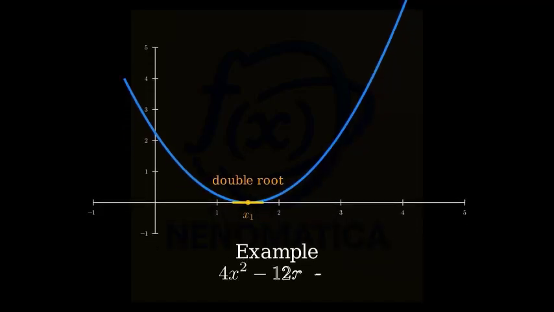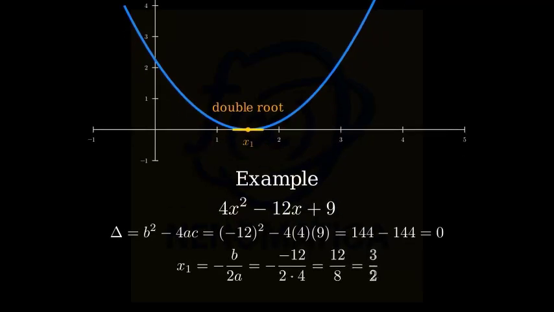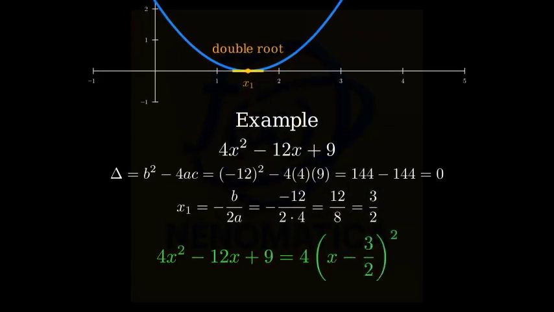Example: factor 4x squared minus 12x plus 9. First, the discriminant. b squared minus 4ac equals 144 minus 144 equals 0. So it has a double root. The root location is x sub 1 equals negative b over 2a, which is 12 over 8, equals 3 over 2. Therefore, the trinomial factors as 4 times (x minus 3/2) squared.